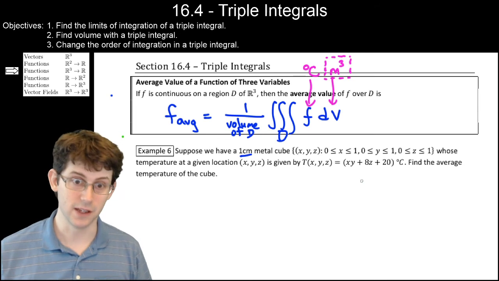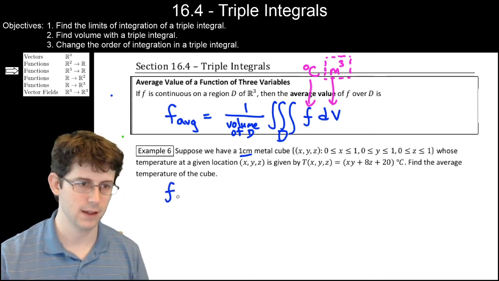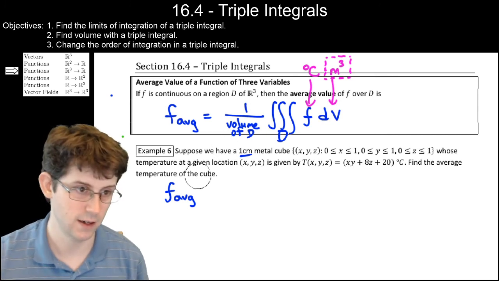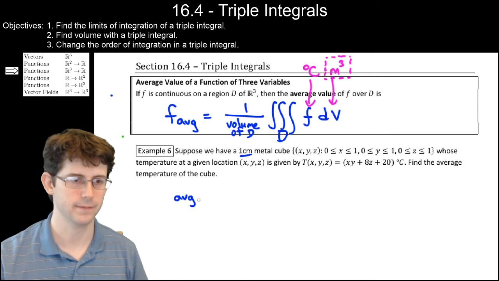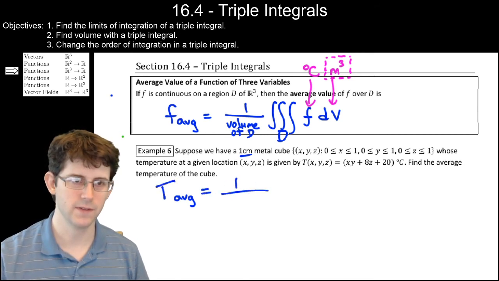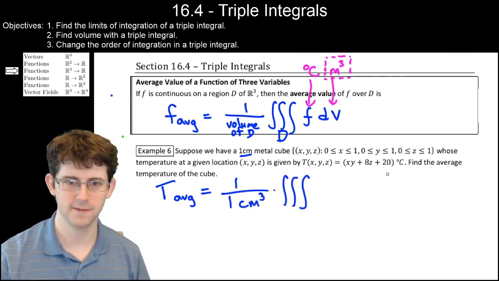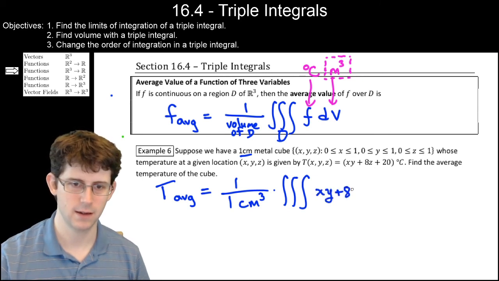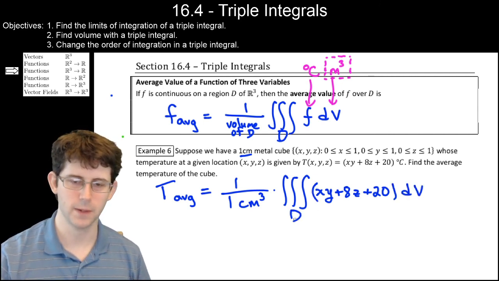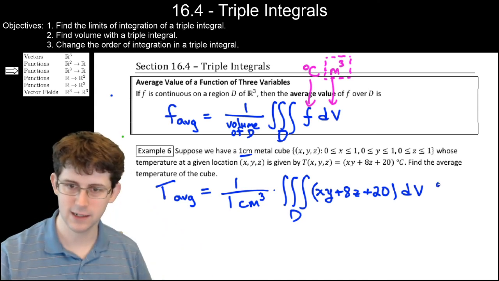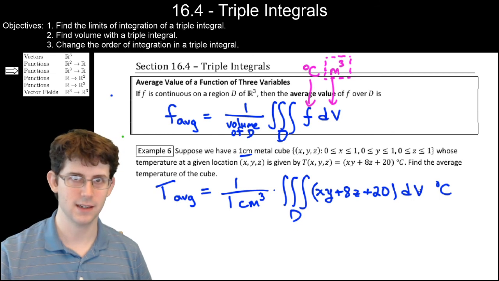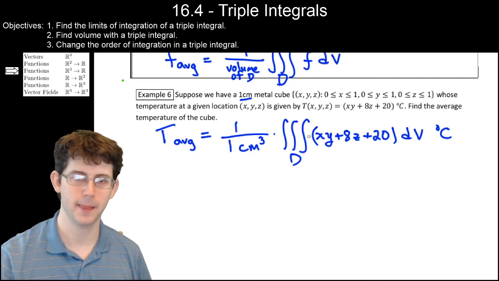We want to know the average temperature of the cube. No problem. The average temperature of the cube is the average of this function. The function is called T. It's 1 over the volume of the cube, which is 1 by 1 by 1, times the triple integral of this function dV over the cube. Now, this thing is in degrees Celsius, and this dV is in cubic centimeters. So the cubic centimeters from dV are going to cancel with these cubic centimeters, and I'll get the degrees Celsius that I want. Now I need to figure out how to make the region show up, with bounds.